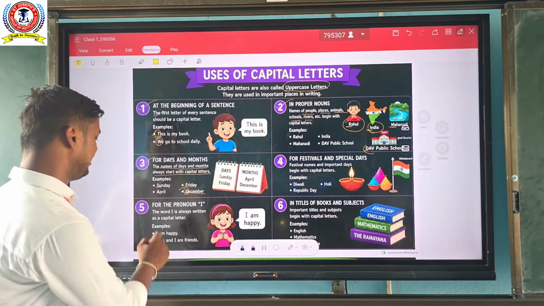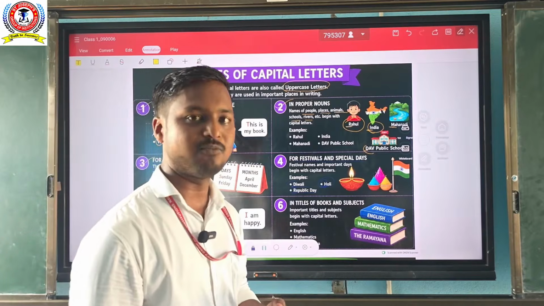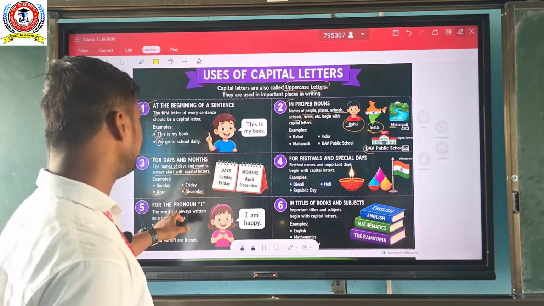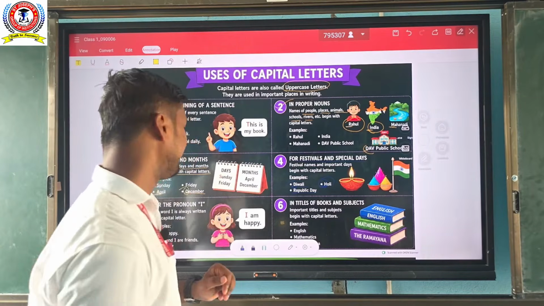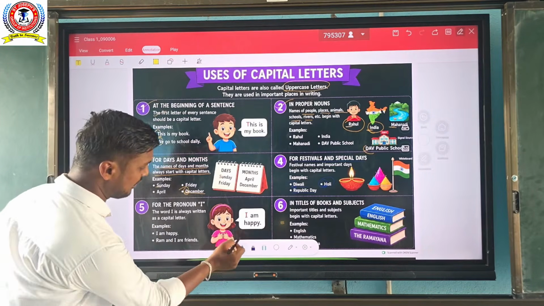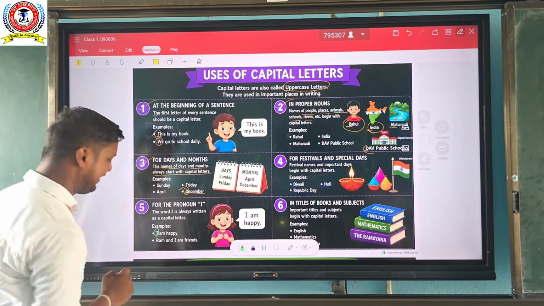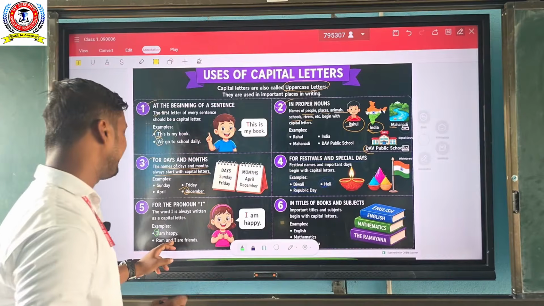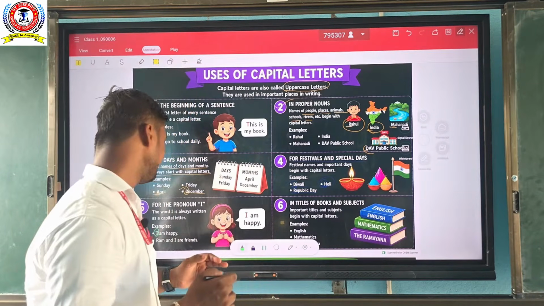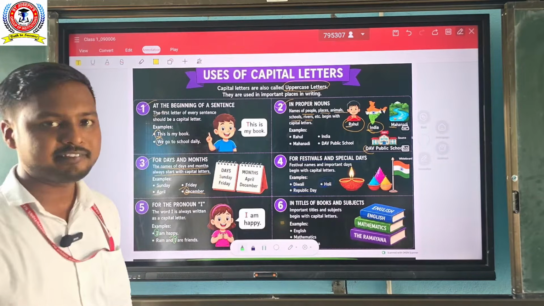Then the next is the pronoun I. This is the most important point. The word I is always written as a capital letter in a sentence. Whenever you are starting a sentence, you can see I here, I is a capital letter. Whenever you use I in the middle of a sentence, as a word, you have to use I as a capital letter.